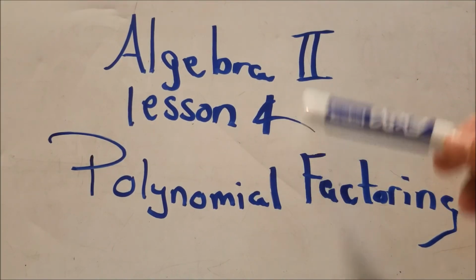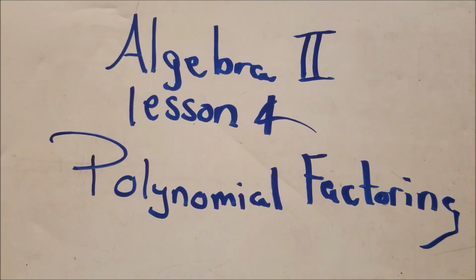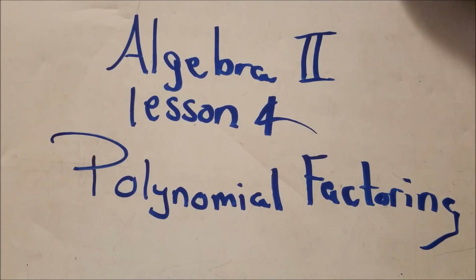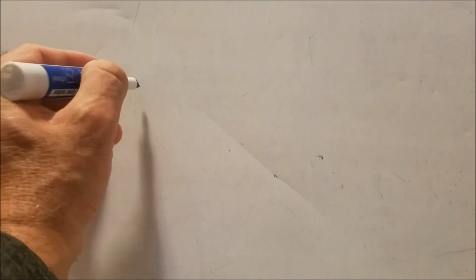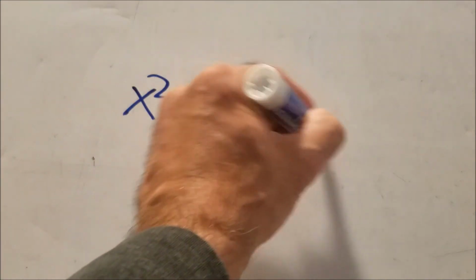Lesson 4 in Algebra 2, video 4, and we're going to talk about polynomial factoring. A lot of this stuff you learned in Algebra 1 before going to geometry and now coming back to algebra. So let's look at a trinomial. What if I gave you, we'll just do a basic one now, x squared plus 3x minus 108.